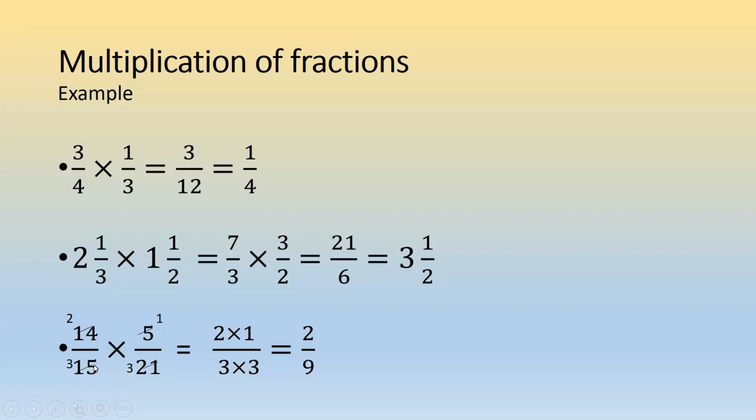And then when you use 5, 5 can go into 5 once, and then 5 can divide 15 also 3 times. So you have 2 times 1 here. That is this 2 times 1. We bring it here. Then we have 3 times 3, which is 9. And our answer is what? 2 over 9. Okay. All right.